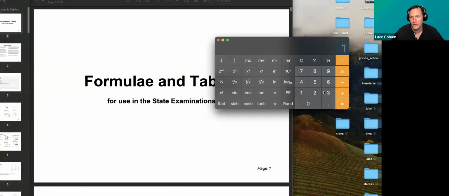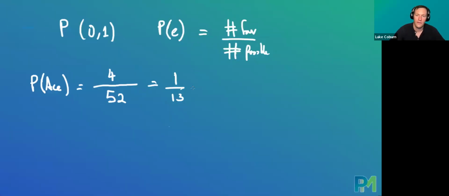If you really wanted, you could write this as a decimal. 1 divided by 13 is equal to 0.0769, so about 0.077. You see that if we're just counting the number of cards, the number of favorable will always be a positive number or 0, and the number of possible will always be a positive number bigger than that one. So that's what makes sense.